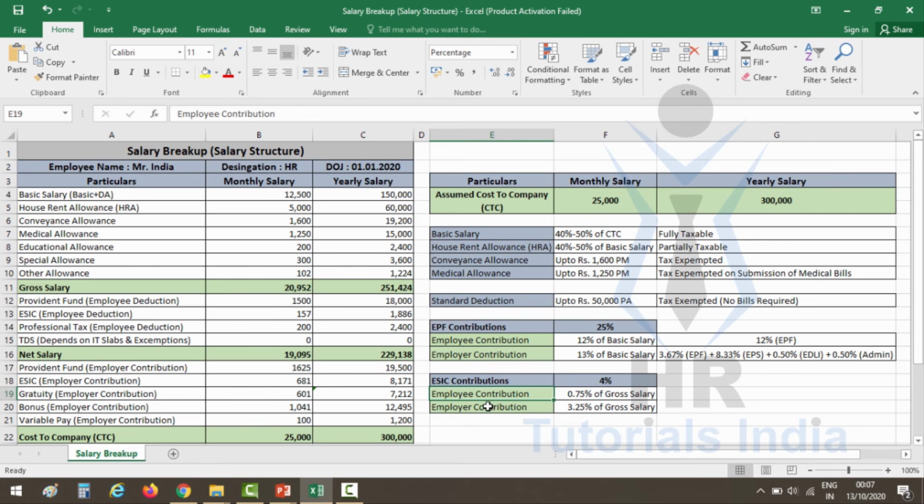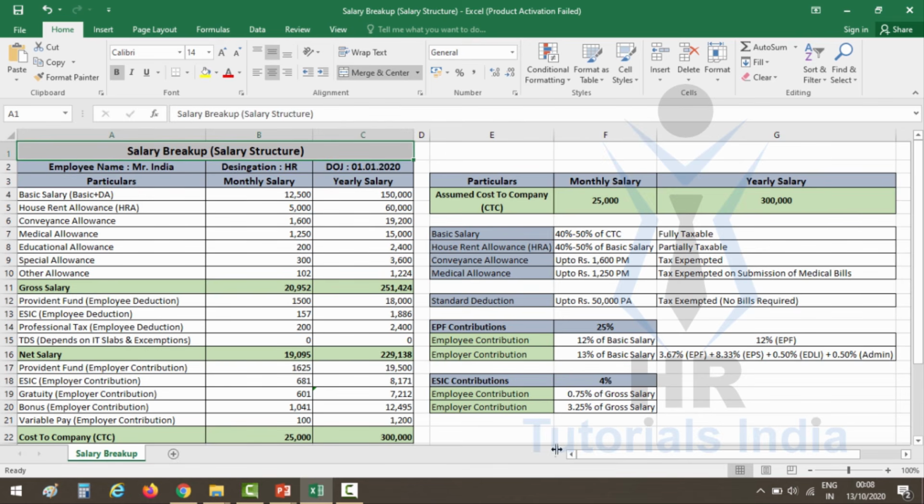Then comes ESI contribution. ESI contribution has two parts, employee and employer. I have already calculated it in the salary breakup. So together the total ESI contribution is 4%. Employee contribution is 0.75% of gross salary, whereas employer contribution is 3.25% of gross salary. So 3.25 plus 0.75 comes together as 4%.